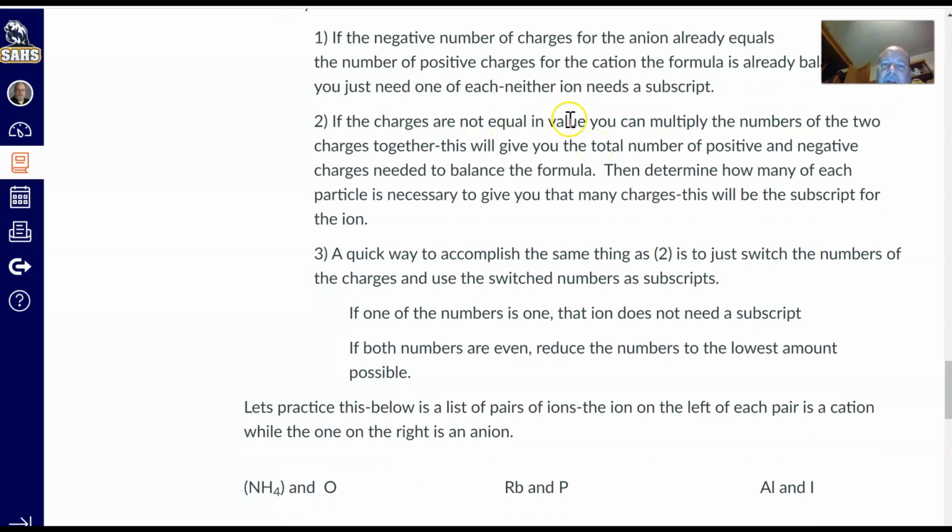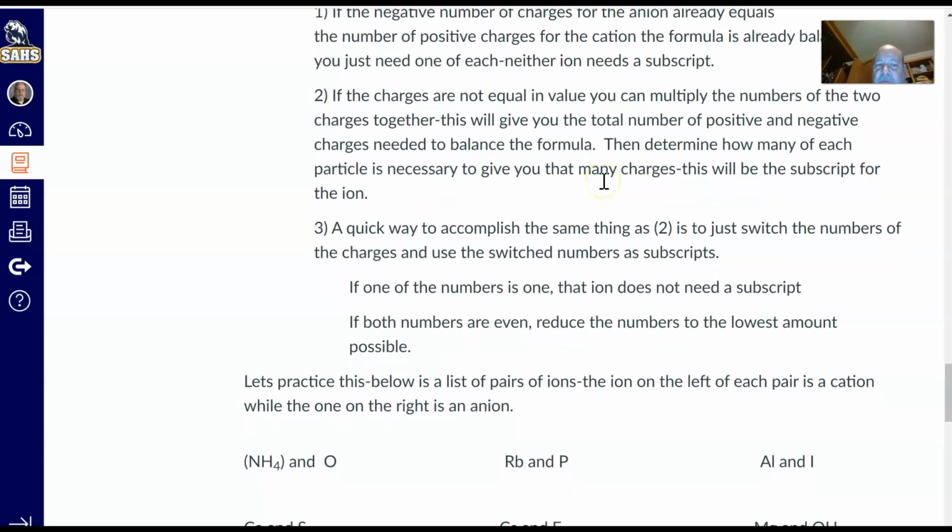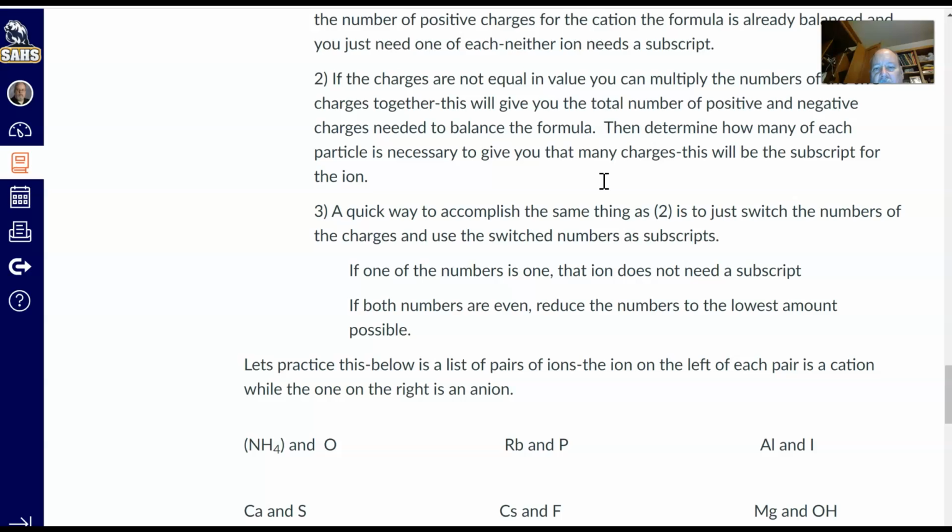If the charges are not equal in value, you can multiply the numbers of the two charges together. This will give you the total number of positive and negative charges needed to balance the formula. Then determine how many of each particle is necessary to give you that many charges, and that will be the subscript for the ion. Again, we'll go through this a lot.